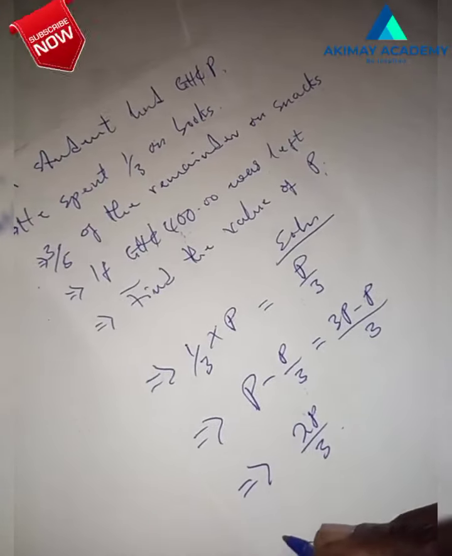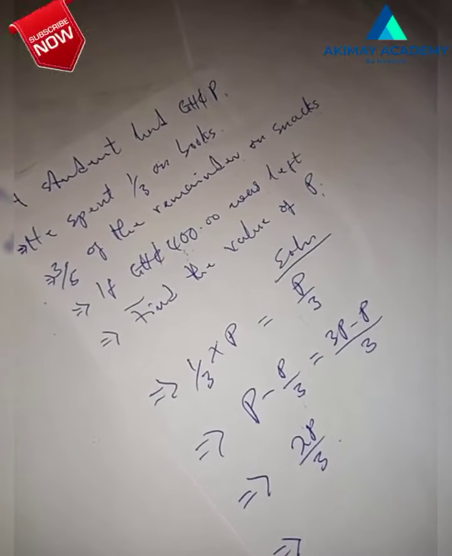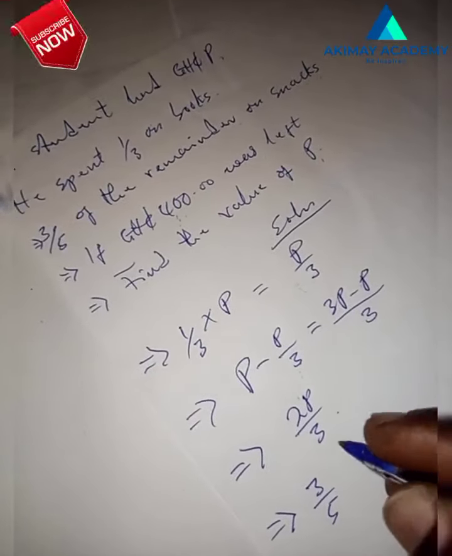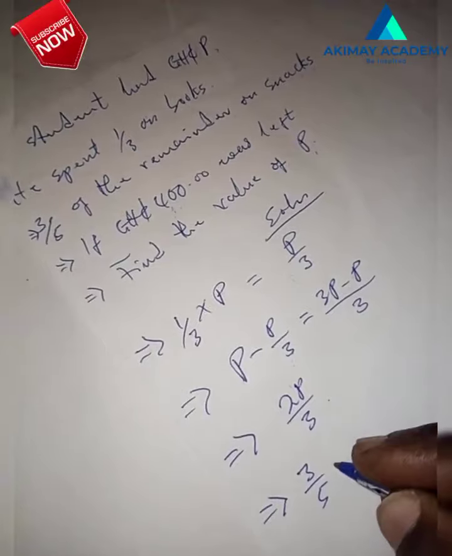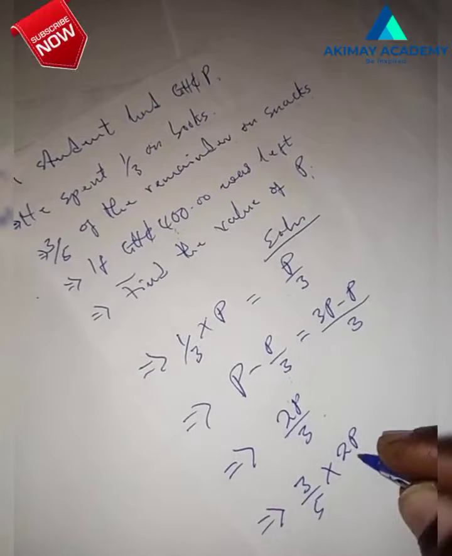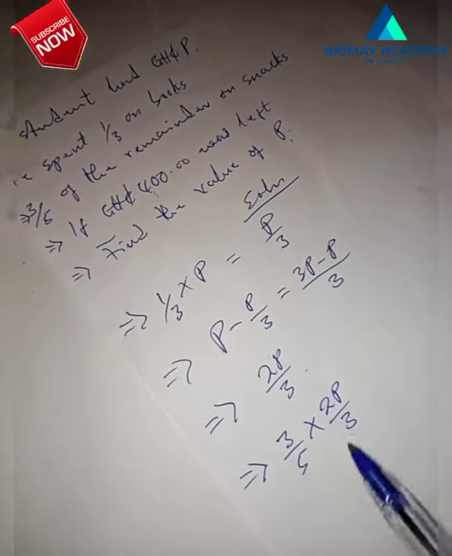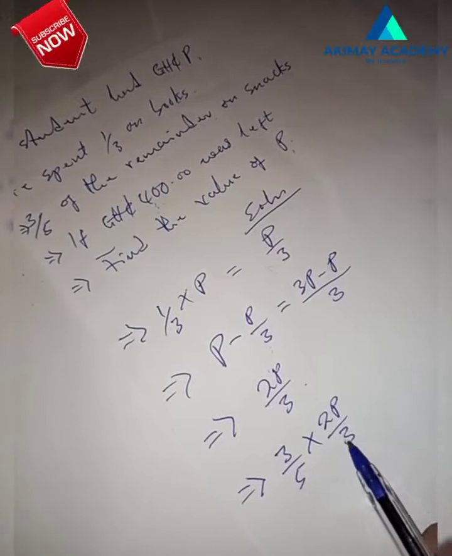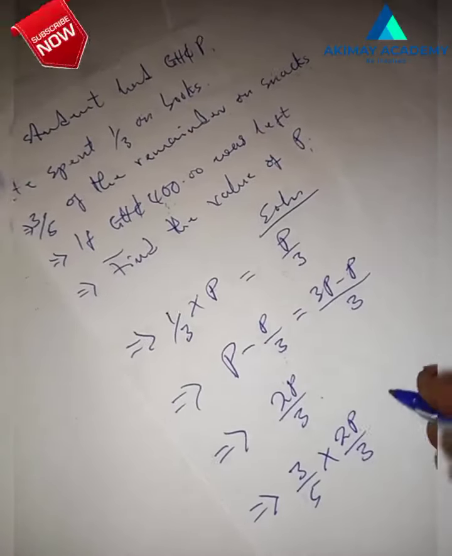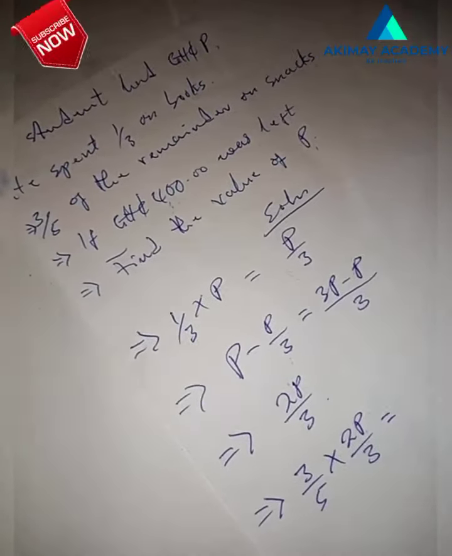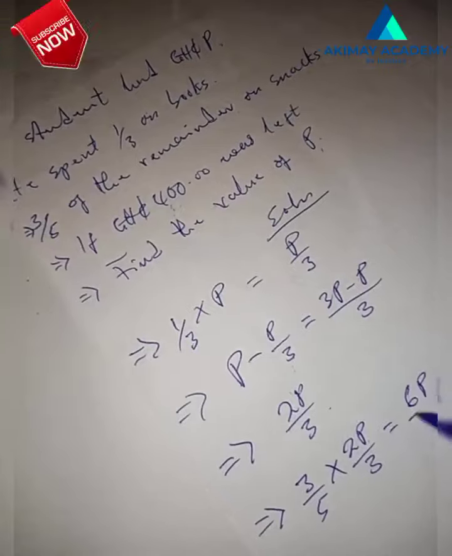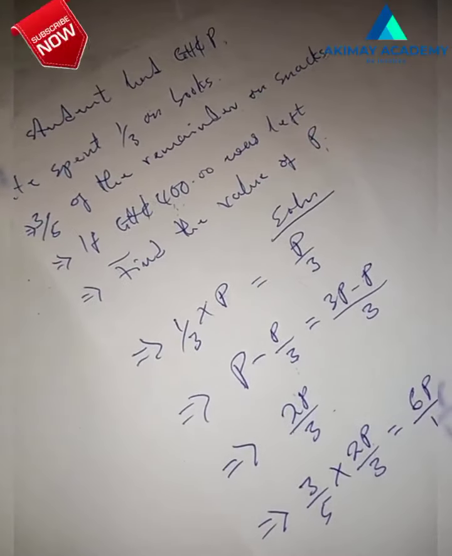So let's find the 3/5 of the remainder over here. We have 3 out of 5 multiplied by the remainder, which is 2P out of 3. So this is the fraction for the remaining money, and 3/5 of it. What do we have? We do our multiplication over here: 3 times 2, we have 6P, out of 15.